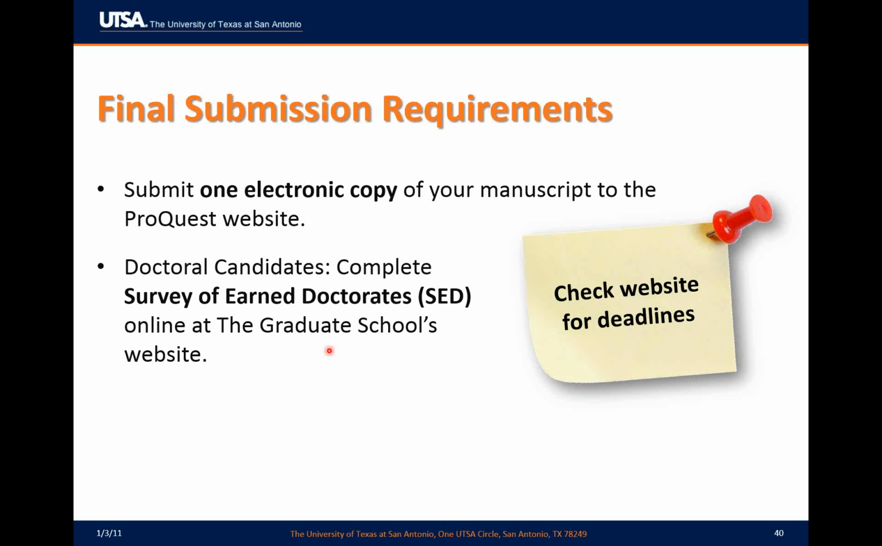The final submission requirements have changed as of the spring 2014 semester. These are the final submission requirements. You need to submit one electronic copy of your manuscript to the ProQuest website, and if you're a doctoral student, you need to complete the online survey of earned doctorates. The link is on the grad school website. We're going to talk about both of those in more detail in just a minute.